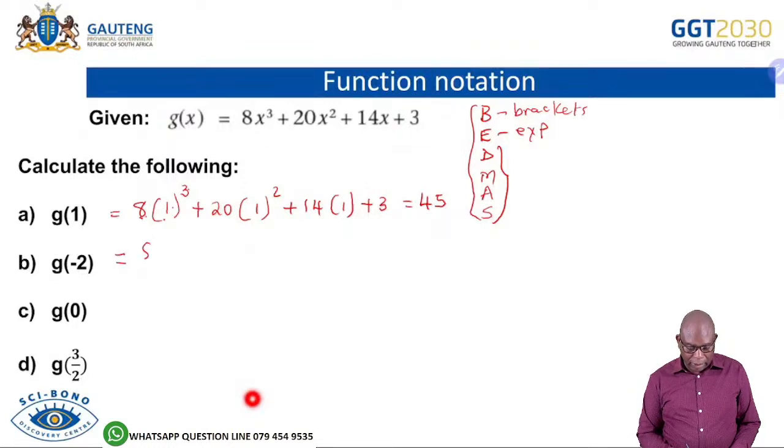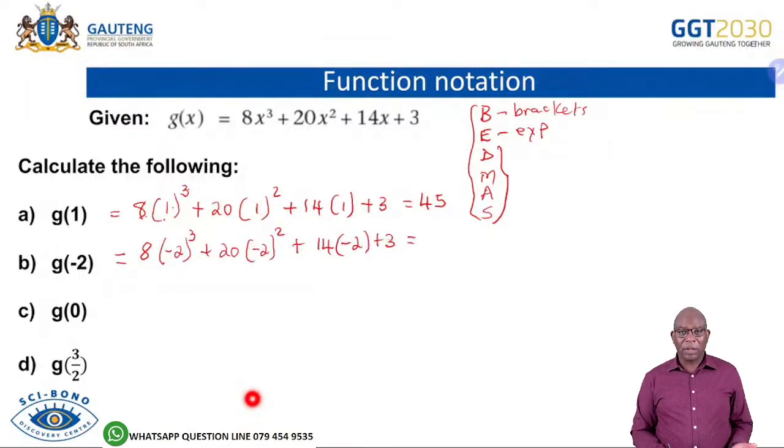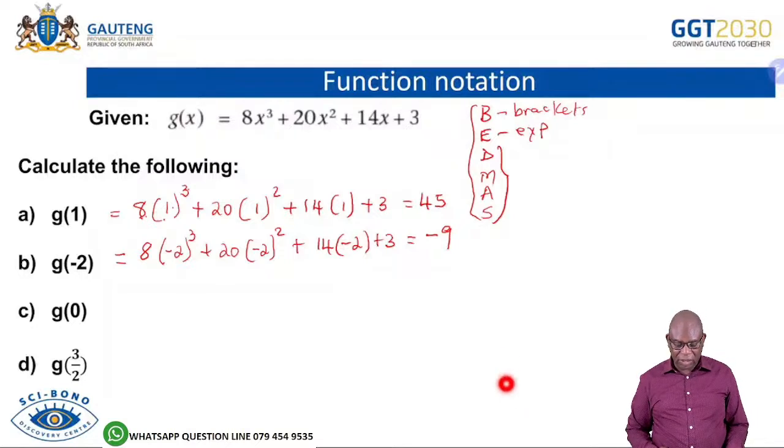The same applies to this one. We will say 8 into negative 2 cubed plus 20 into negative 2 squared plus 14 into negative 2 plus 3. Use a calculator. On the calculator, we say 8 open bracket negative 2 cubed plus 20 open bracket negative 2 squared plus 14 open bracket negative 2 plus 3. If you do all this, then the answer there becomes negative 9. Okay, those are easy things to do.